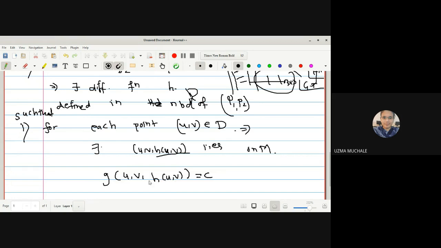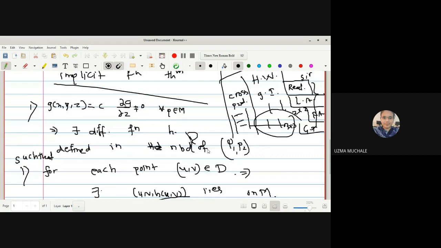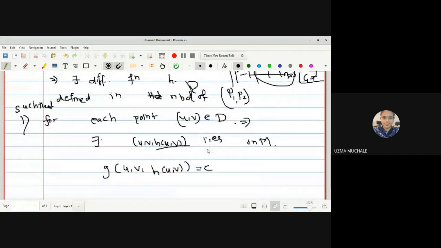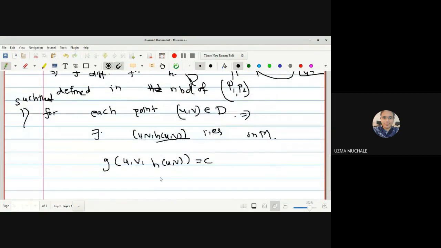Meaning of this is what, आपका जब partial derivative dou z by derivative of g with respect to z is not equal to 0, it means that you are having this is some function h which is written in the form of function that uv is a point in D, there exists a point uv h of uv which lies in M. Okay, now let me show you how it works actually.